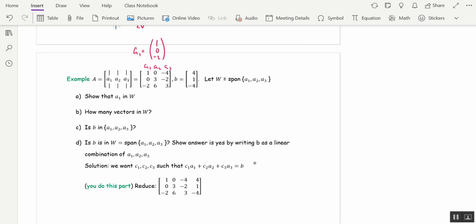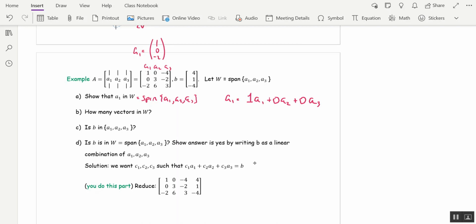So the first one, show that a1 is in W. So show that a1 is in the span of a1, a2, a3. Well, the span of a1, a2, a3 is the set of all linear combinations of a1, a2, a3. So what we have to do is show a1 is a linear combination of those three vectors. So that's easy. a1 is 1 times a1 plus 0 a2 plus 0 a3. That's a linear combination of a1, a2, a3.